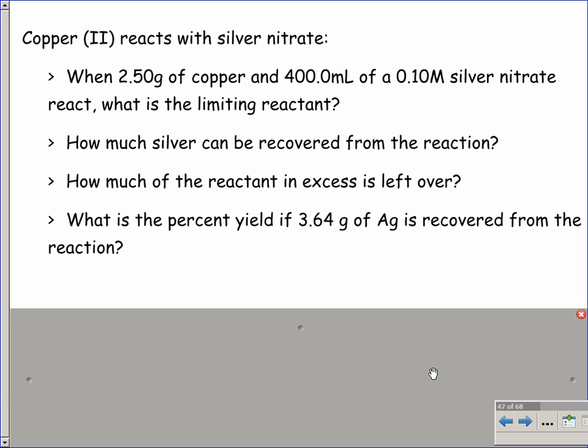Did you get 0.04 moles of silver nitrate? Yes. And then 0.39.